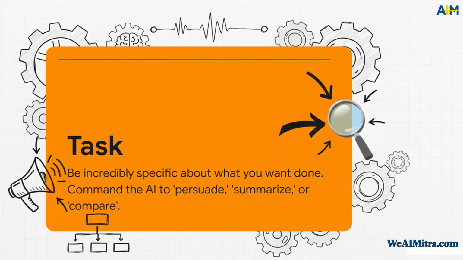And now for the task. This is where you have to be crystal clear. Don't be vague and say write about something. No, you need to use strong, actionable verbs. Command the AI. Tell it to persuade, to analyze, to compare and contrast, or to create a step-by-step plan. You get the idea? You need to be the director, not just a suggester.